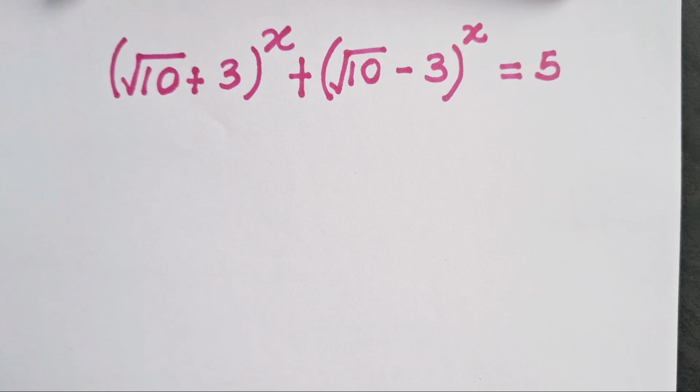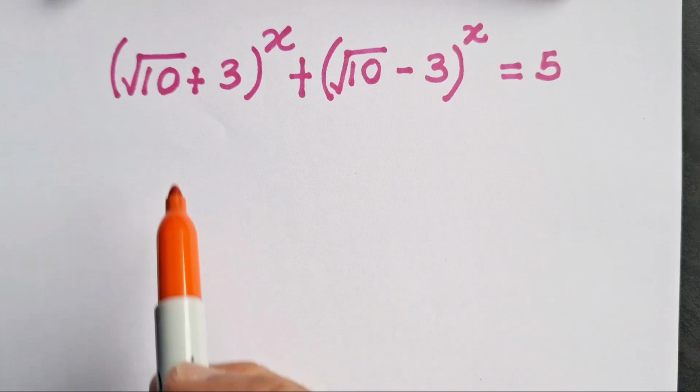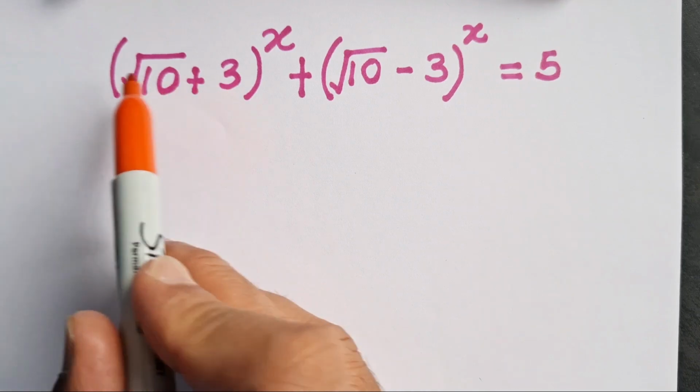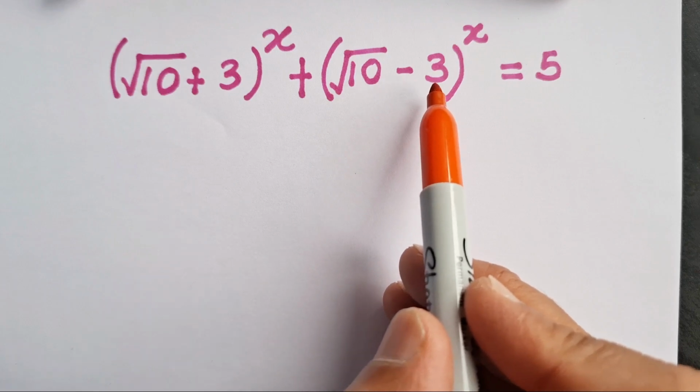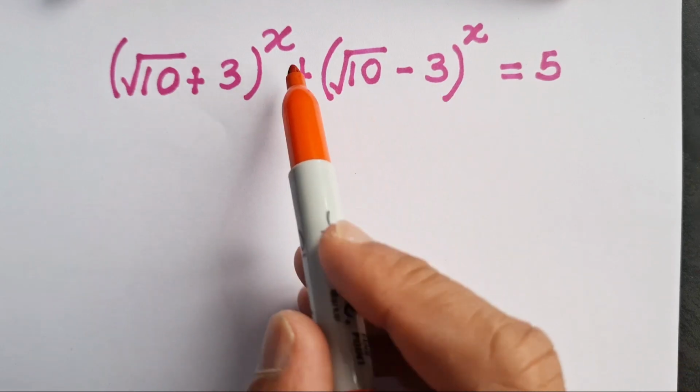We have a nice exponential equation. We need to find the value of x which satisfies this equation. It is given that (square root of 10 plus 3) to the power of x plus (square root of 10 minus 3) to the power of x is equal to 5.